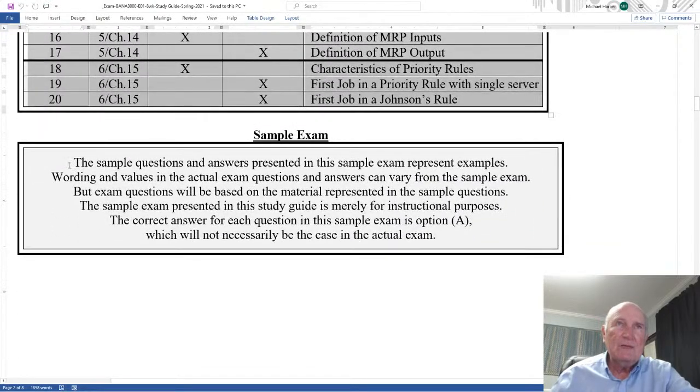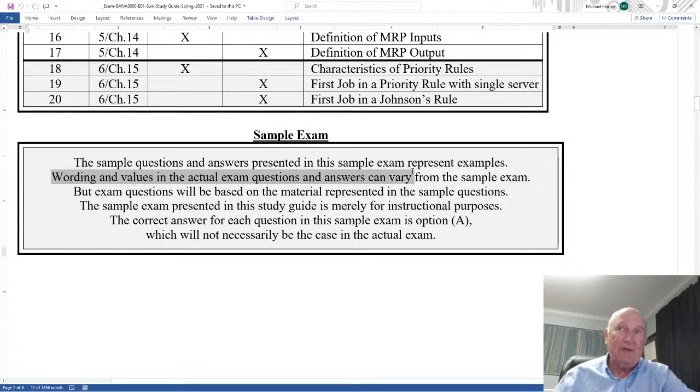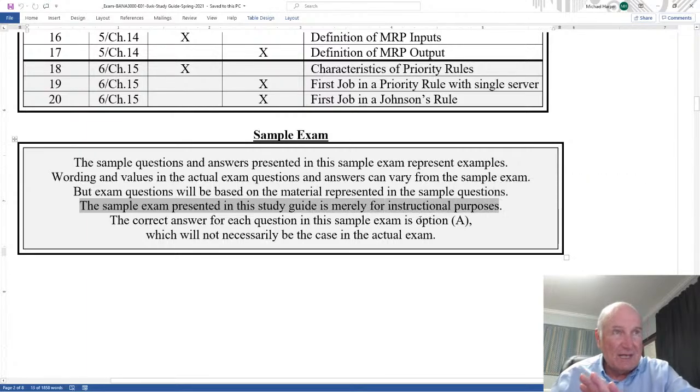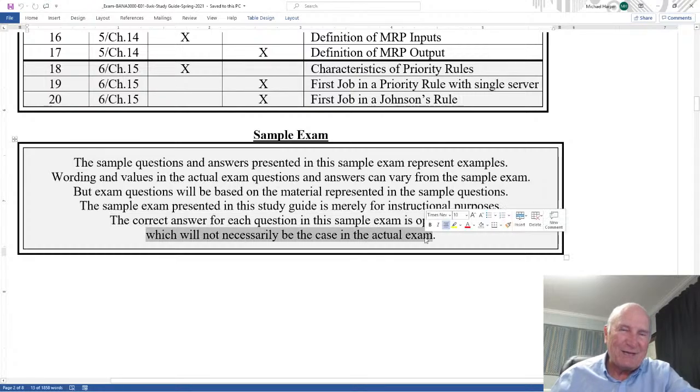Sample exam. The sample questions and answers presented in this sample exam represent examples. Wording and values in the actual exam questions and answers can vary from this sample exam, but exam questions will be based on the material represented in the sample questions. The sample exam presented in this study guide is merely for instructional purposes. For example, the correct answer for each question in this sample exam is option A, which will not necessarily be the case for the actual exam.